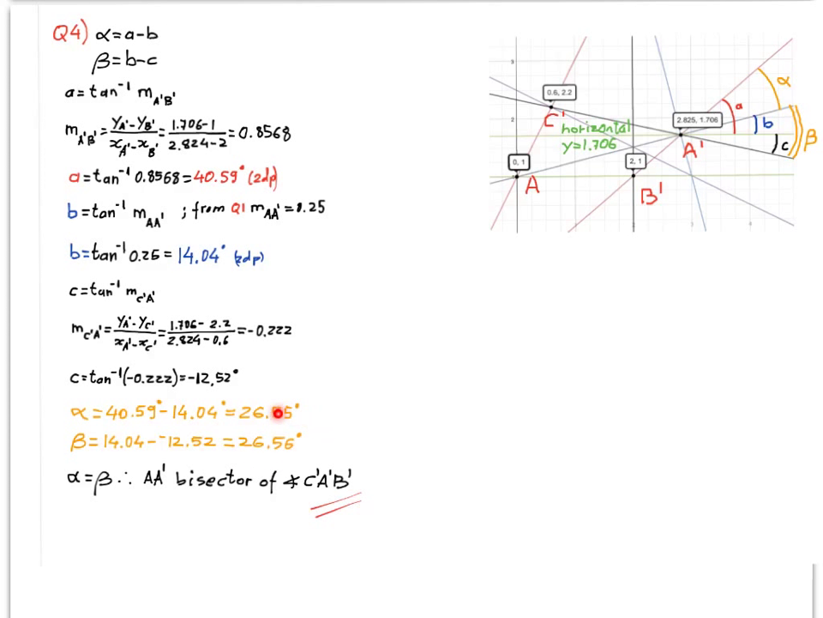And doing the calculations from above, I get alpha equals 26.55 degrees and beta equals 26.56 degrees, which, considering the rounding of the decimal points, can be considered to be equal. And therefore, if alpha and beta are equal, AA prime can be considered to be the bisector of this angle here, which is the vertically opposite of C prime, A prime, B prime.